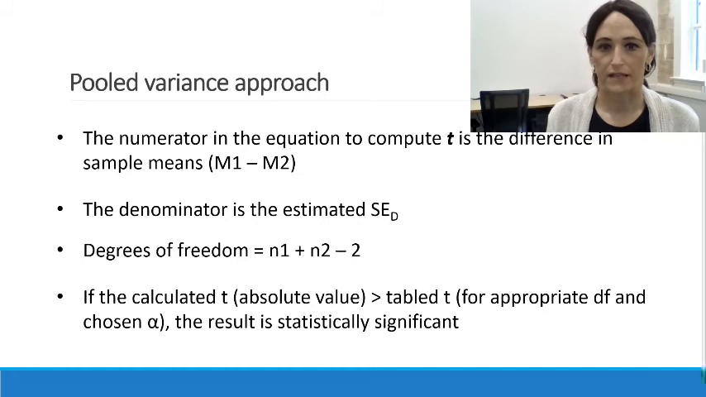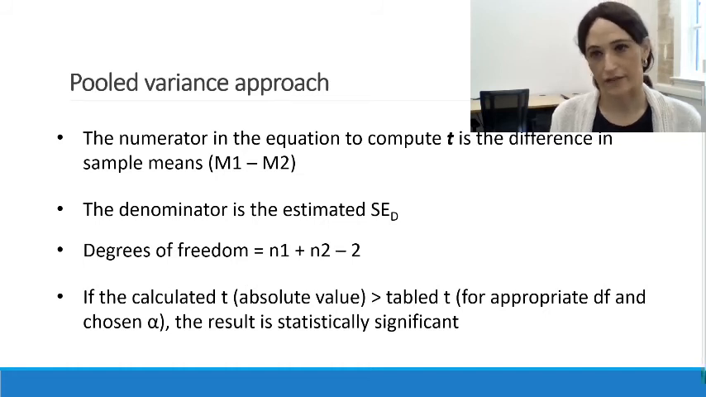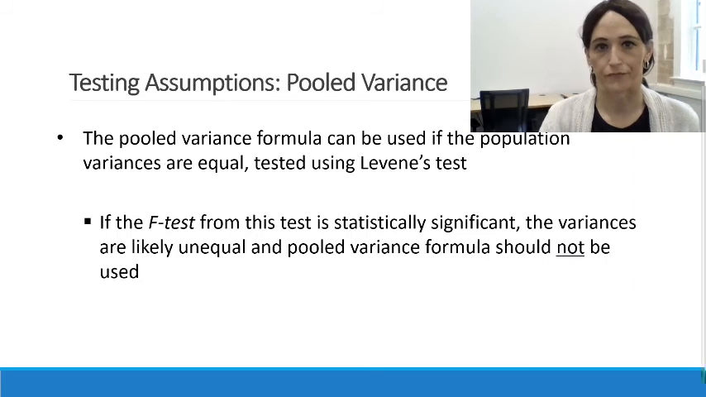If the calculated t, or the absolute value of t, is greater than the table value for the appropriate degrees of freedom and our chosen alpha, then we could conclude that the result is statistically significant.